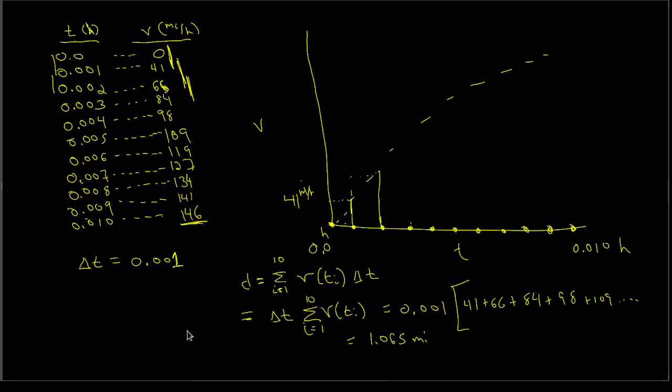Let's see, roughly how many seconds did it take the car to get to the halfway point? And so the halfway point here would be the half area. If we look at 1.065 miles, then we want to figure out how long it took to get half the area in here.